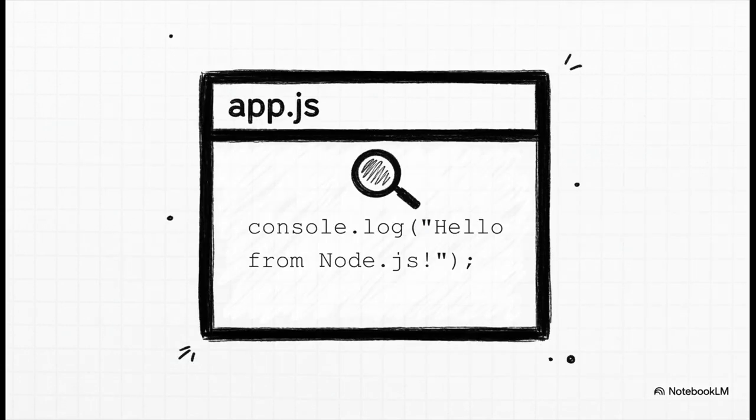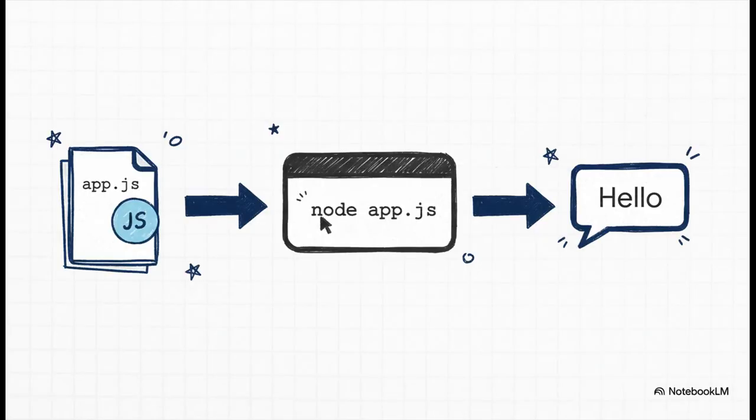And there it is, the whole program. A single file, we'll call it app.js, with one single line of JavaScript that you already know and love, console.log. To make it run, you just open your terminal, go to the folder where you saved that file, and type node app.js. Hit enter, and boom! That's it. Node.js executes your JavaScript and prints the message right there in your terminal. No browser, no HTML, just pure code execution.